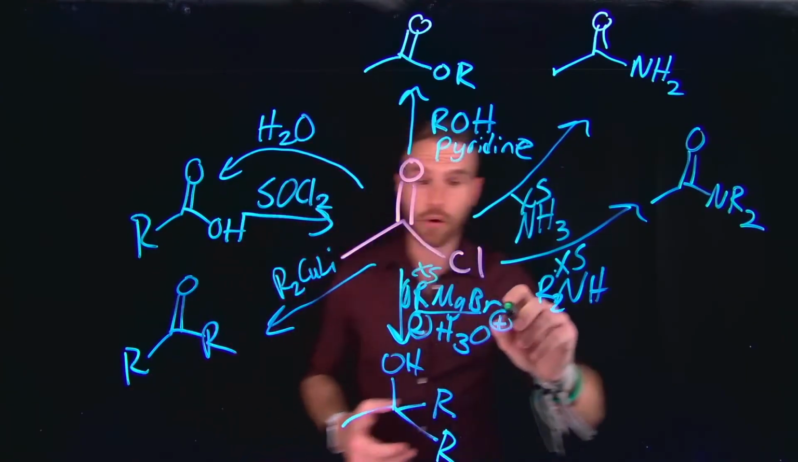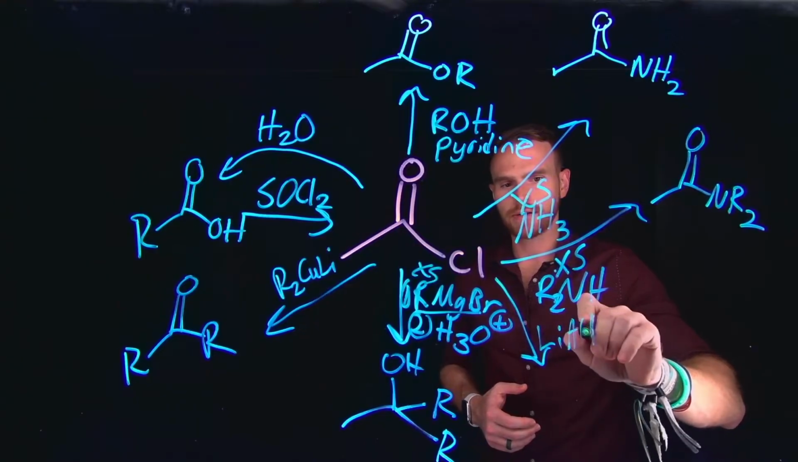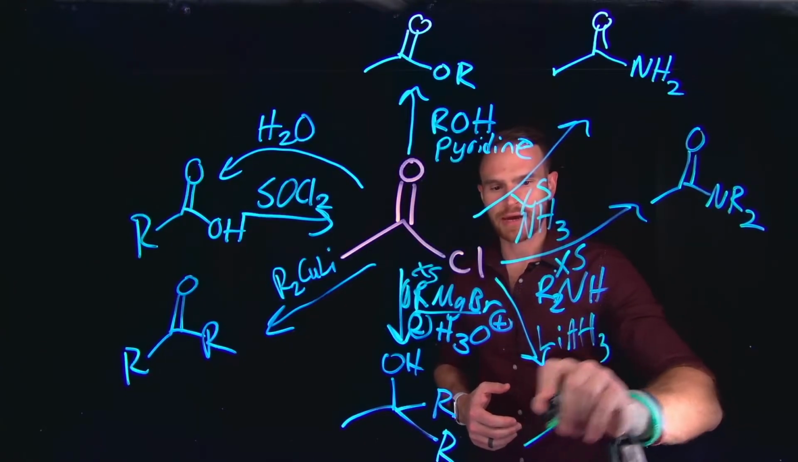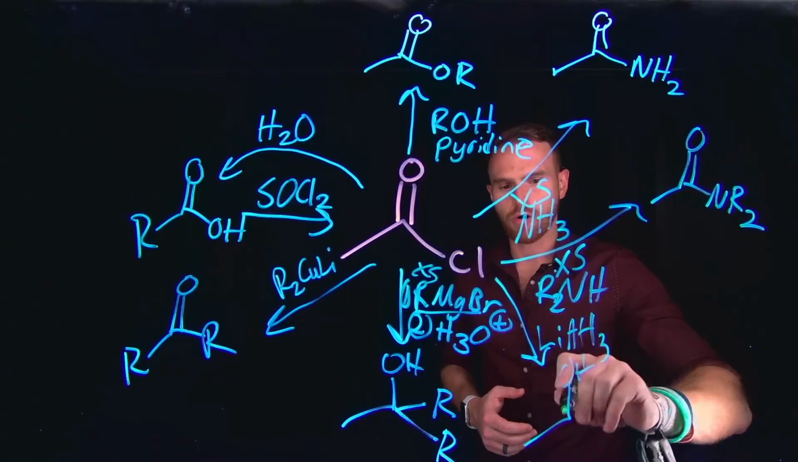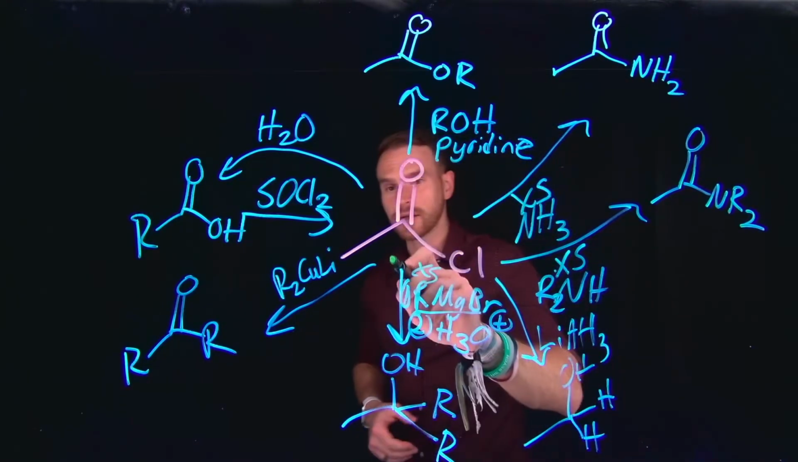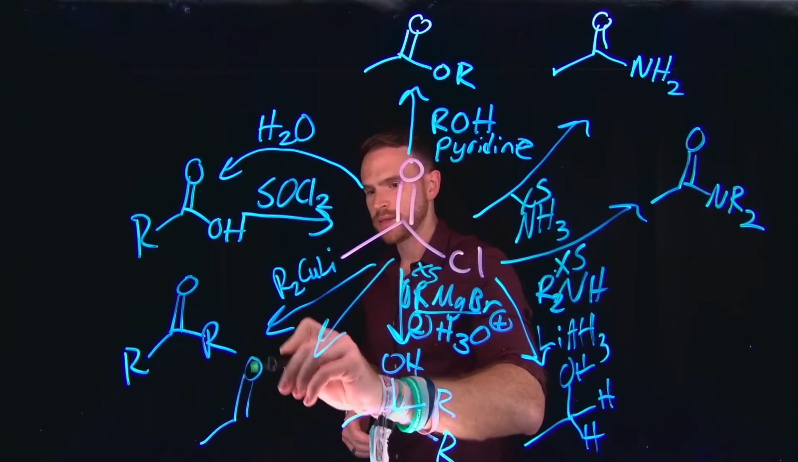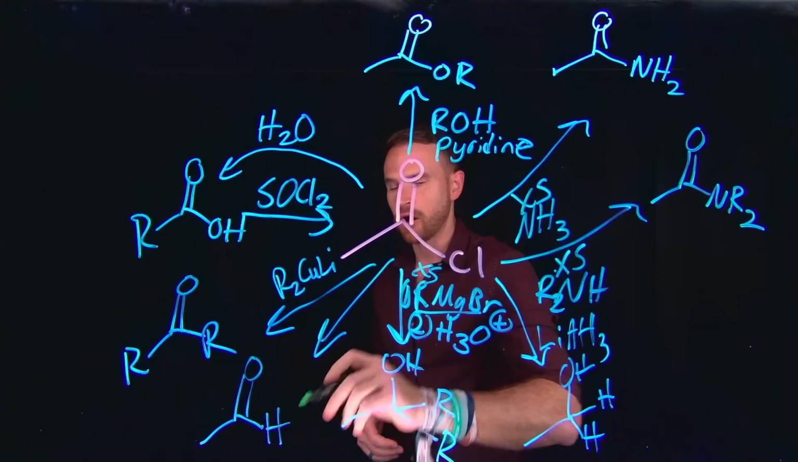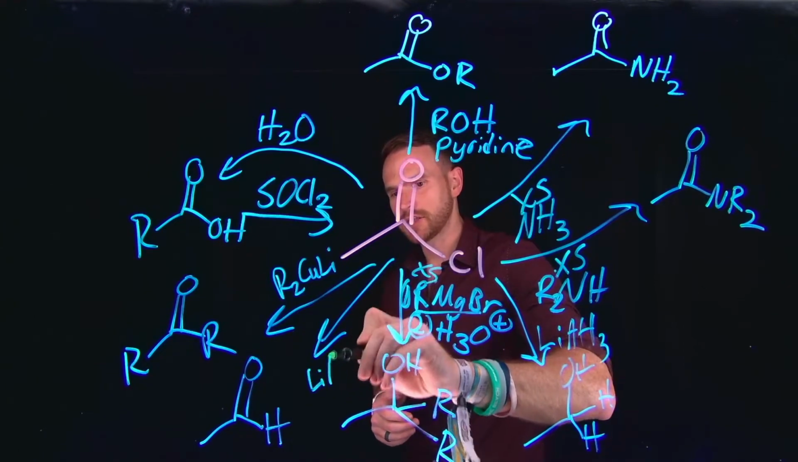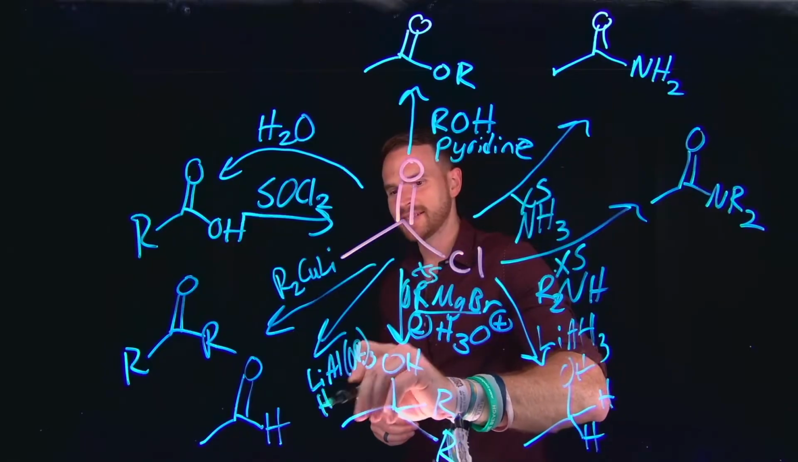We can create primary alcohols by using lithium aluminum hydride, which will allow us to create a primary alcohol where the other R groups would just be hydrogen atoms. And then finally, we can also create aldehydes. So remember, an aldehyde is going to be that carbonyl with a hydrogen coming off the carbon by using this reagent, lithium aluminum OR3 in the presence of an acid.